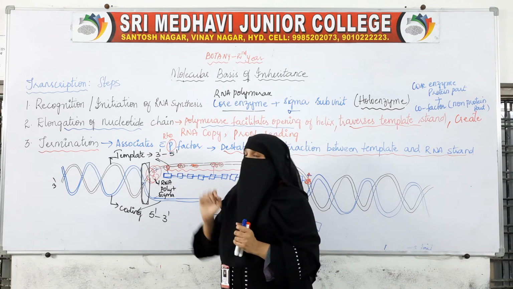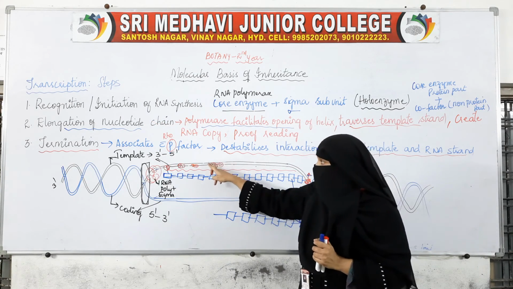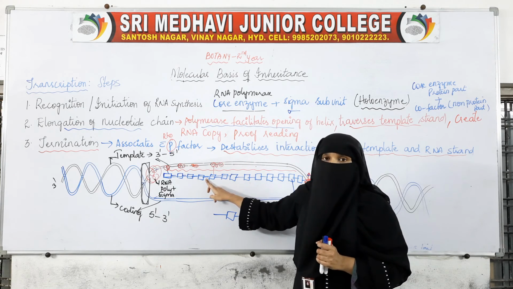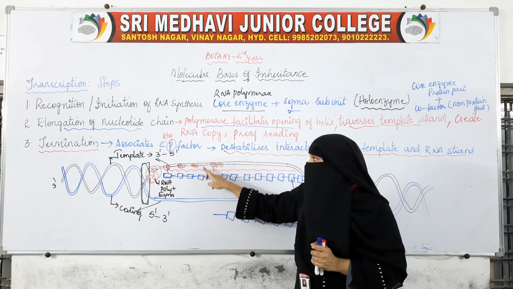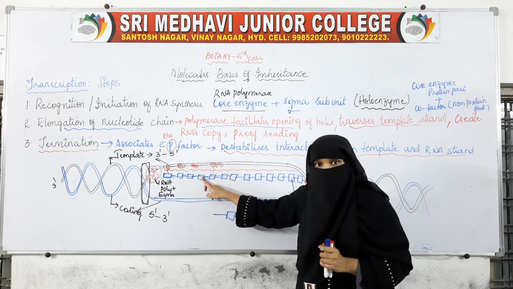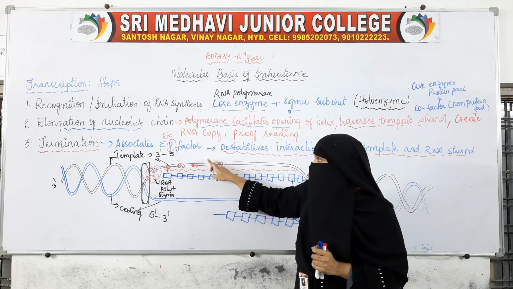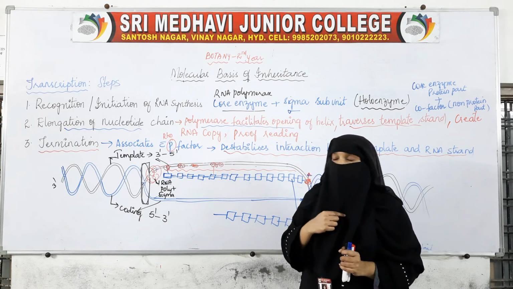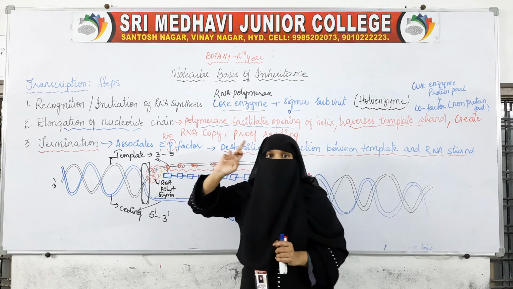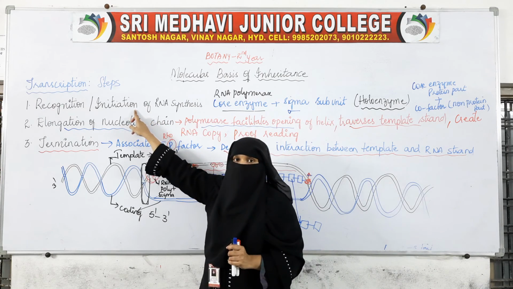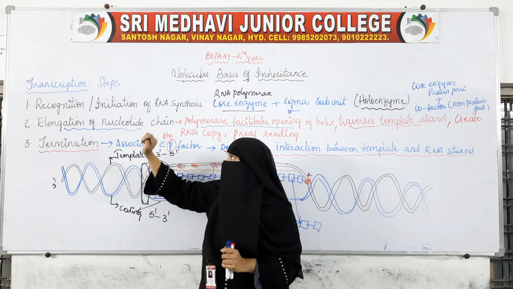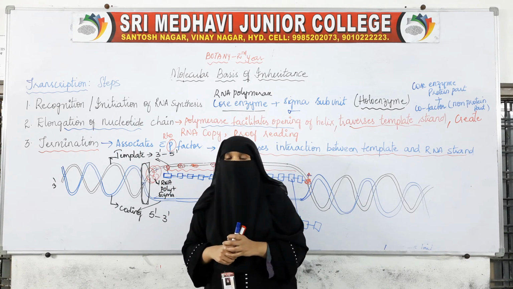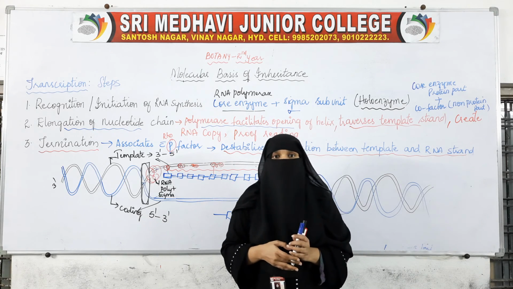So this was how the transcription process takes place. From one strand of DNA, a new strand of RNA has been formed. So from the DNA, a copy of RNA is formed. This process, in which from this template strand of DNA a copy of RNA is formed, is called transcription, which takes place in three steps: initiation, elongation and termination. So this was all about the process of transcription.